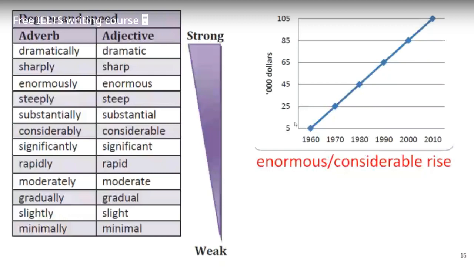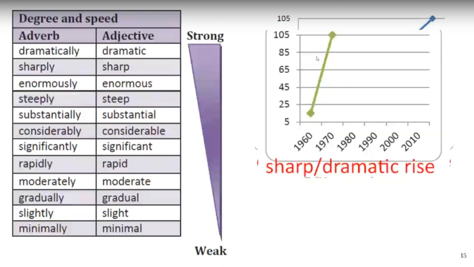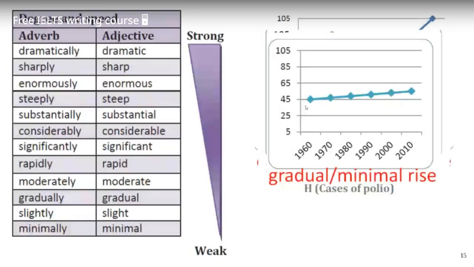But here we don't use that. You can use dramatic rise or sharp rise. Why? Because the change is very dramatic, and the numbers are increasing from over 5 to 105 in just 10 years. So this one is either sharp rise or dramatic rise. And we also have here, as you can see, the change is very minimal. So you use the word gradual or minimal, or you can also say slight change, because over time it's changing very slightly, from 45 to under 65. Okay? So now we'll put them into action. We'll use them in sentences.